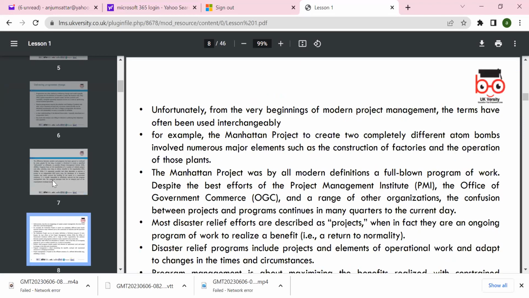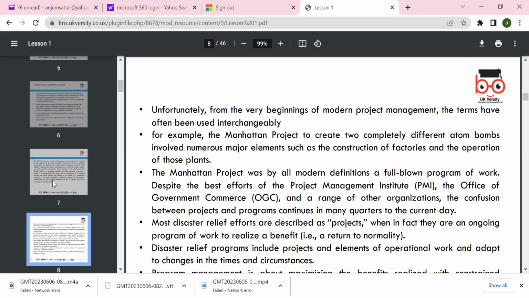Unfortunately, from the very beginning of modern project management, the terms are often used interchangeably, for example, a project to create more complete different items or various other projects. It can be, for example, the construction of the factories and operation of those plants. So we need to look around. A project was modernly defined as a full-blown program of work. So we need to look around according to PMI and the Office of Government Commerce.